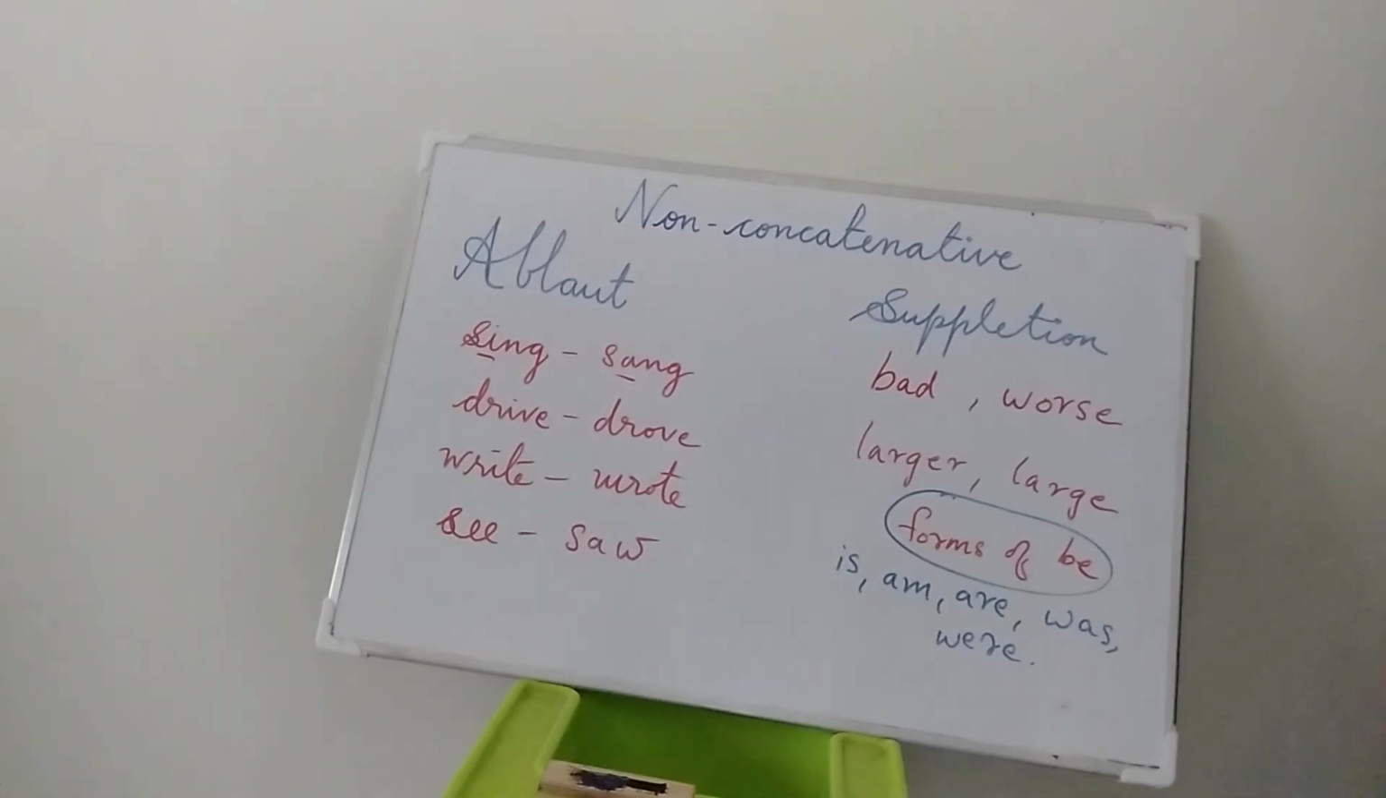I hope it is clear to you. So we have discussed non-concatenative morphological processes. There are mainly 3 such processes. One is reduplication. The subtypes are total reduplication and partial reduplication. The second method is ablaut. And the third method is suppletion.